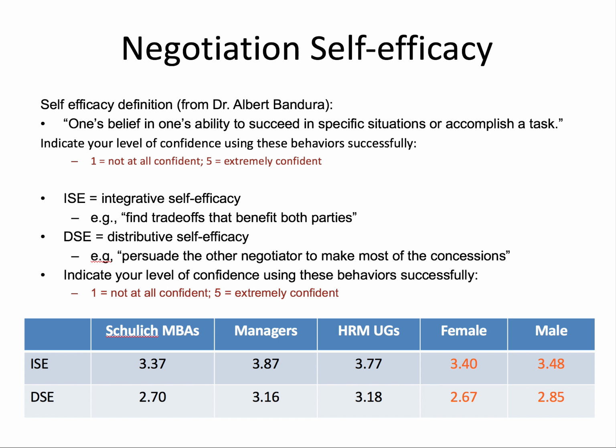You'll see two categories of self-efficacy: integrative self-efficacy and distributive self-efficacy. Let's spend a little bit of time talking about what self-efficacy is in general, and then we'll go into these two specific cases of self-efficacy. The term self-efficacy comes from a theory called social cognitive theory that was founded by Dr. Albert Bandura, and he defines self-efficacy as one's belief in one's ability to succeed in specific situations or accomplish a task. So it's important to note that self-efficacy is actually task specific.